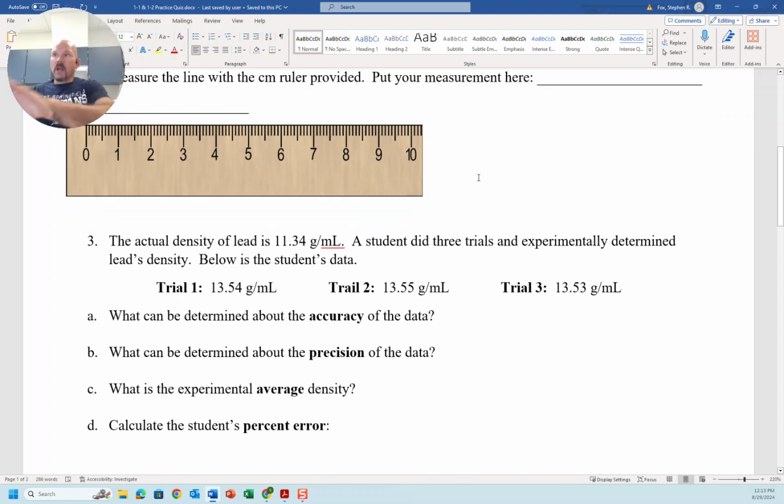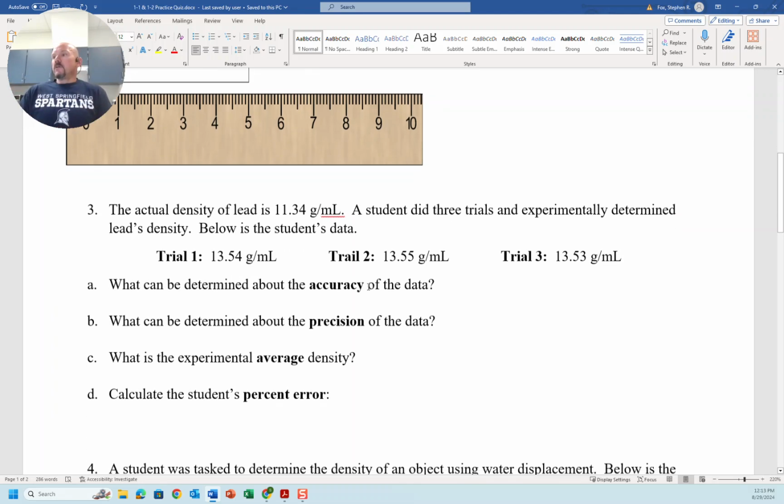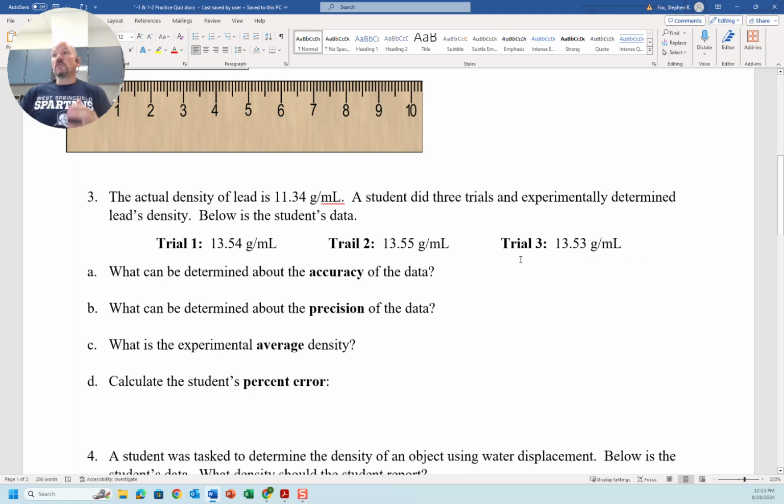Again, we're going to go through all the answers. Things to think about: here we're given 3 different trials, so you're probably going to be asked to calculate an average. When you do multiple trials, the experimental value that you're going to use is the average of your trials.